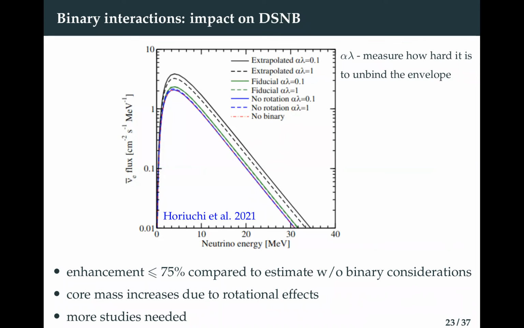That's a very simple thing. There are additional issues with the rotation, but I'm not going to go into that. But basically, inclusion of the binary interactions increases the DSNB, which is kind of good for us because it might mean that it's easier to detect. But it is another astrophysical uncertainty that needs to be taken into account if you do any non-standard physics in the DSNB.